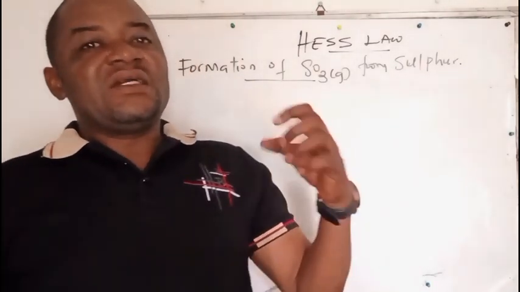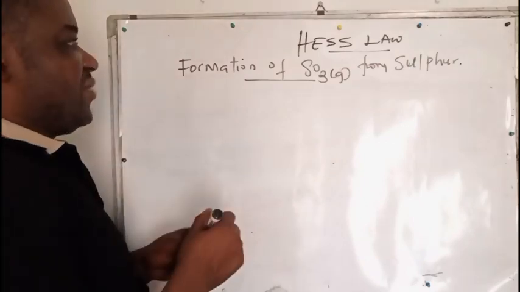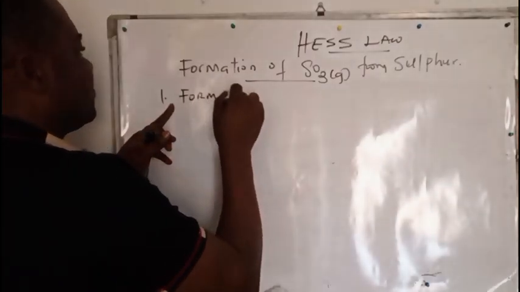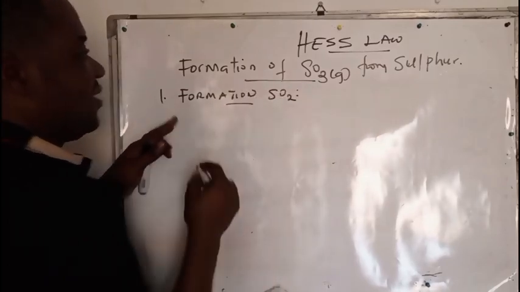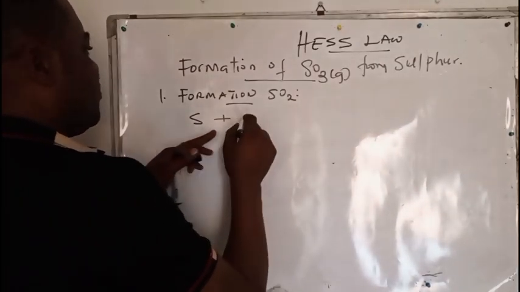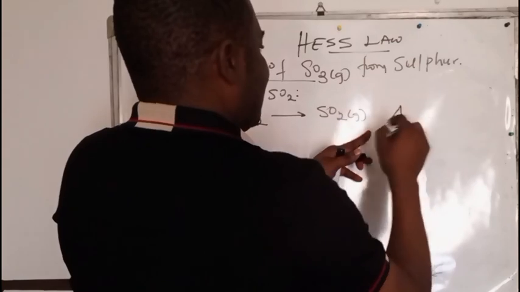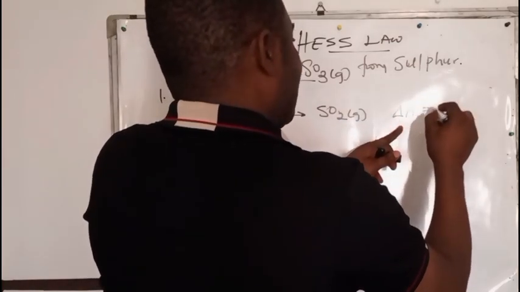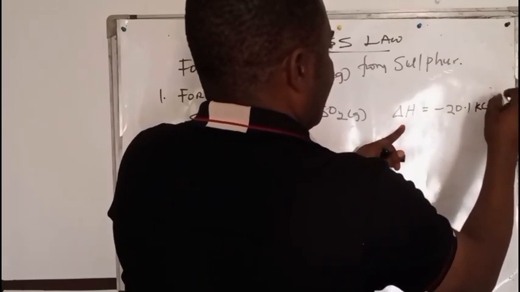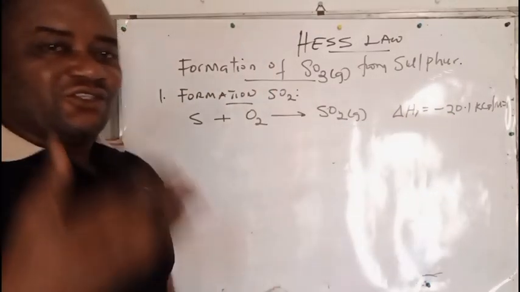Now, in that case, there is a different heat change for every process. If we follow that, the first one is going to be the formation of sulfur dioxide. So the formation of sulfur dioxide will be sulfur plus oxygen, and this will give us sulfur dioxide gas. Now, this can have an enthalpy change of, let's just take an instance, 20.1 kilocalorie per mole.